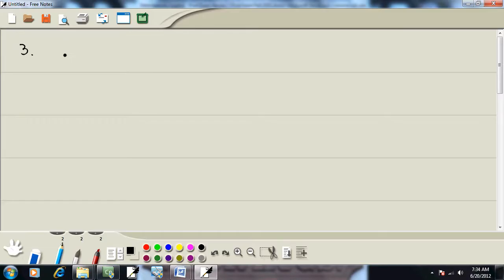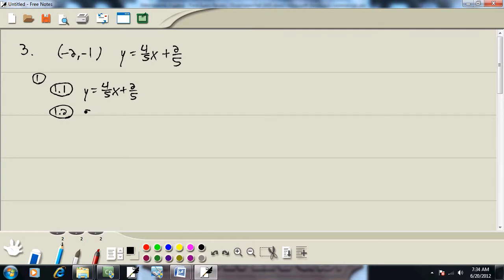Okay, so it's passing through (-2, -1) and perpendicular to y equals 4/5 x plus 2/5. Now, step one, that was to find m. And then within that, we had 1.1. It says write the given line in slope-intercept form. That means solve for y. Well, this one's already solved for y, so it makes it a little bit easier. But if it wasn't, then you'd have to get y by itself. 1.2 was to identify our slope. If you've got it in slope-intercept form, your slope is whatever's before your x. So the slope would be 4/5.